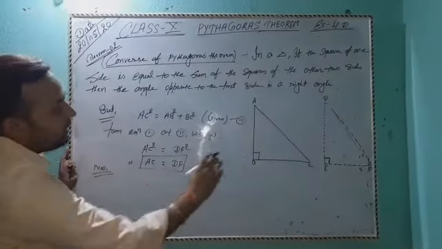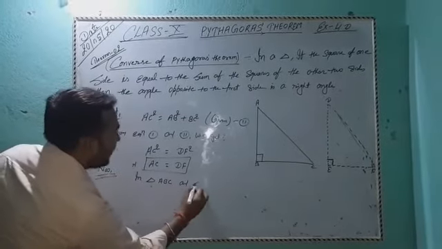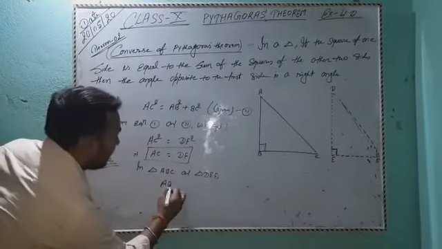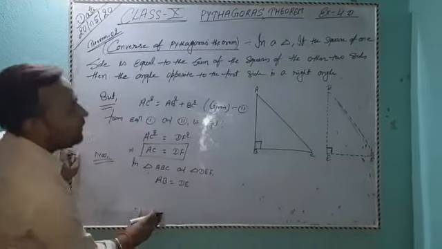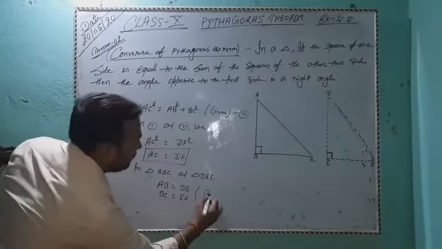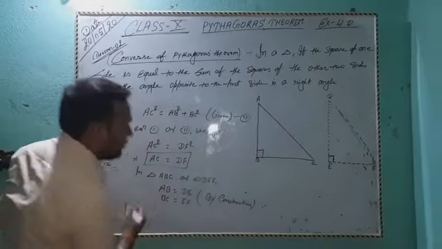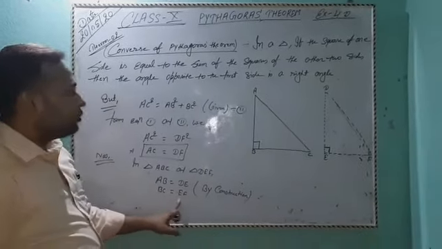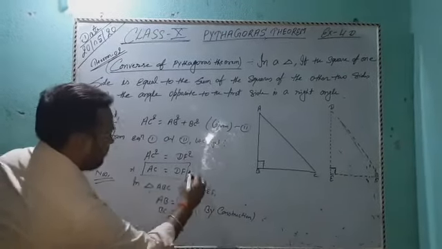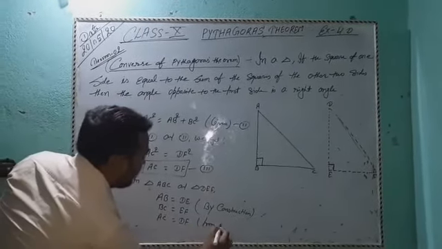In triangle ABC and triangle DEF, AB equals DE and BC equals EF by construction, and AC equals DF from equation 3.